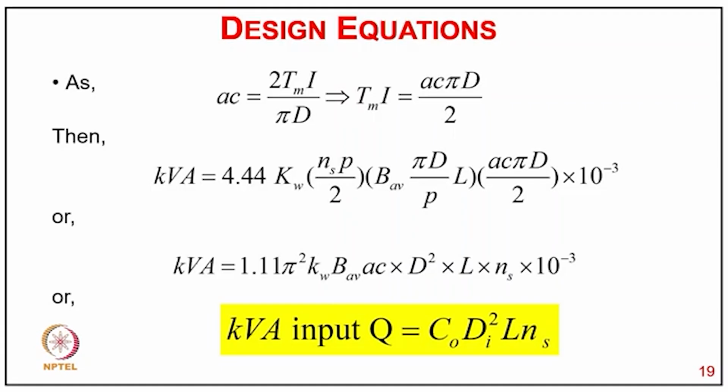or Tm I is AC pi D by 2. Then kVA will be 4.44 Kw NS P by 2 B average pi D L upon P, AC pi D by 2 into 10 power minus 3, which we can of course further simplify. It comes to 1.11 pi square Kw B average AC into D square L NS into 10 power minus 3. As the output equation we can say Q equals C0 D square L NS, where D is the diameter at air gap, L is the stack length, S is the synchronous speed typically in RPS, and C0 is the output coefficient.